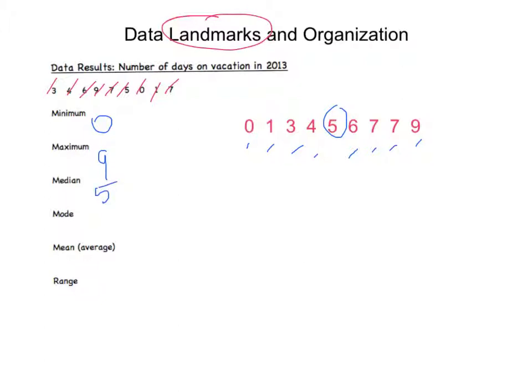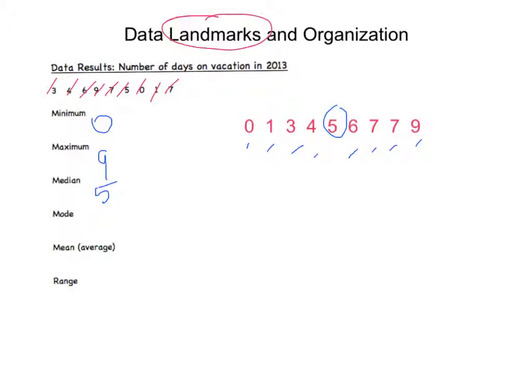Now if you have two numbers in the middle, you pick the one that's in between those numbers. Often the data might give you one of the same number and then you would just choose that number. Another thing you can do is take the average of the two numbers in the middle to find your median. We'll get to how to find an average in just a few minutes.